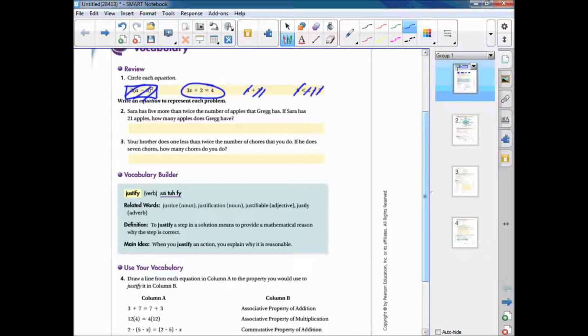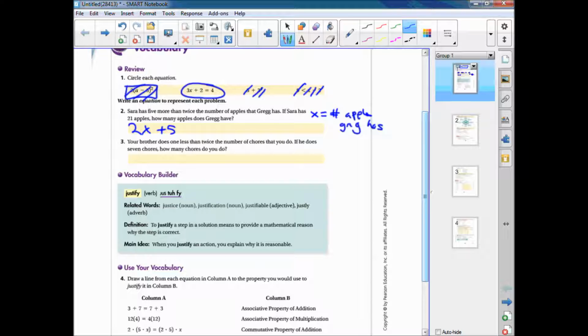Write an equation to represent each problem. Sarah has 5 more than twice the number of apples that Greg has. If Sarah has 21 apples, how many apples does Greg have? So we could let x equal the number of apples Greg has. Sarah has 5 more than twice the number of apples that Greg has. So that's adding 5 onto the end of twice Greg's. So 2 times x is twice Greg's, and then she has 5 extra.